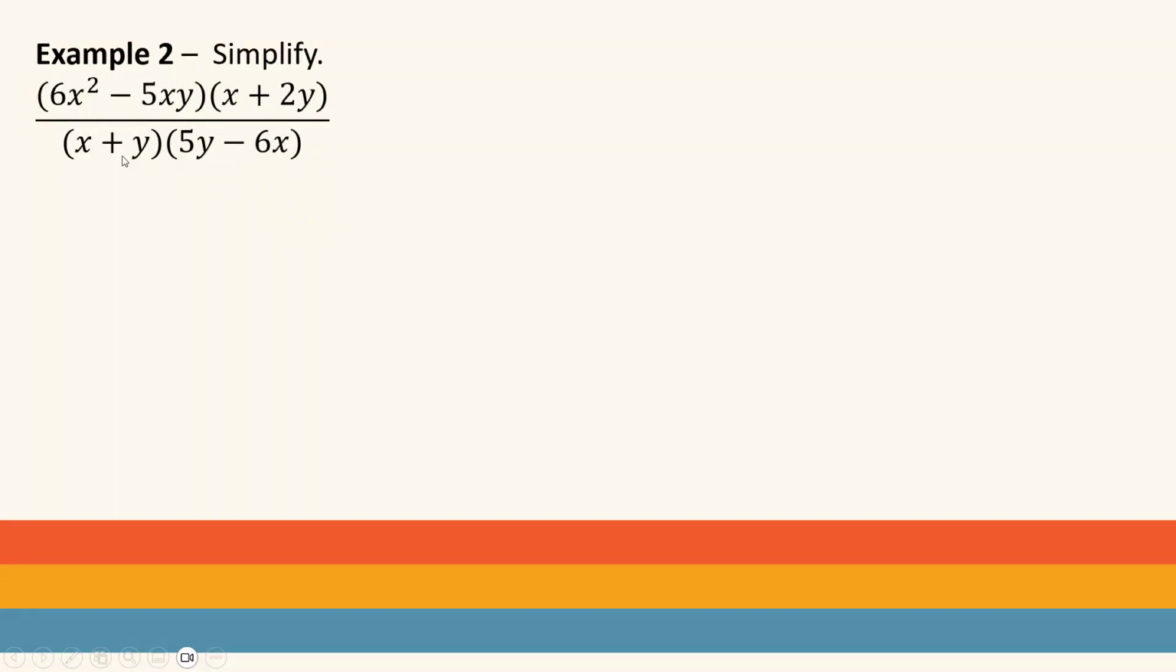In example 2, our denominator is already factored. The numerator is sort of factored, but I look here at this first factor, 6x squared minus 5xy. They have an x factor in common, so I'm going to factor out the x. And then notice here we have 6x minus 5y, but here we've got 5y minus 6x. So it's just kind of the opposites.